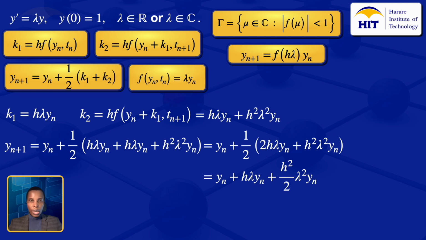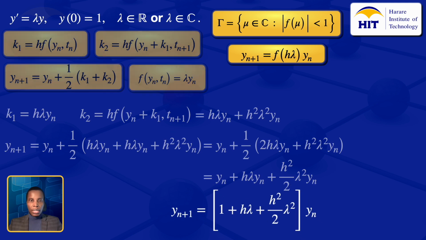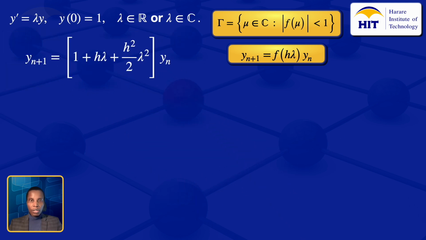Then we see that y_n is common in this expression. We can factor it out. So we have y_{n+1} equals 1 plus h lambda plus h squared lambda squared divided by 2, multiplied by y_n. So that's the y_{n+1} that we are having. Then compare it with this one that we have. By comparison, we see that f of h lambda is equal to 1 plus h lambda plus h squared lambda squared divided by 2.